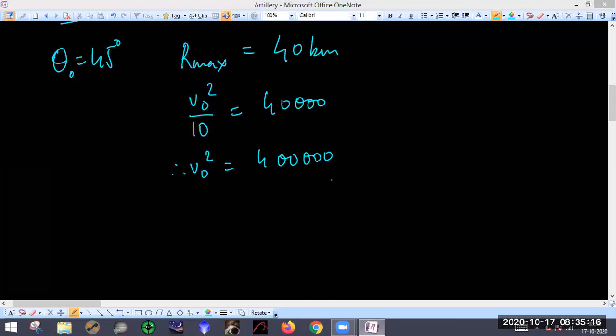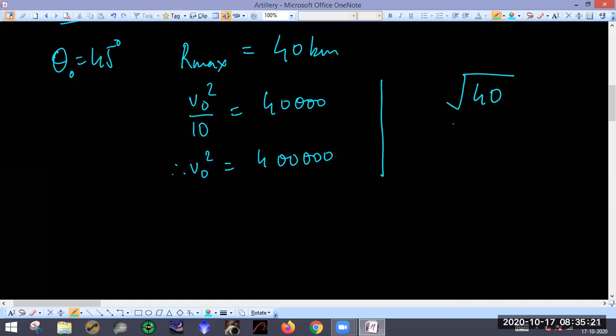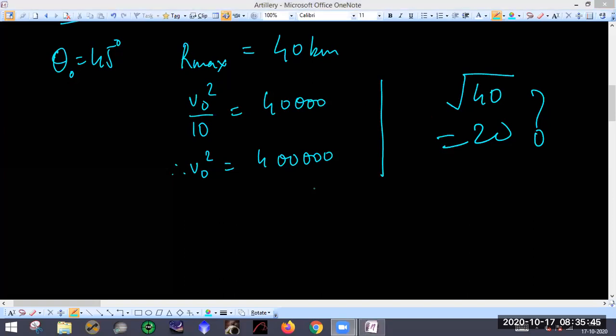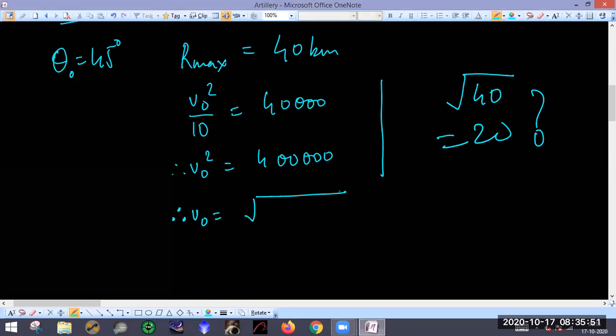What is the square root of 40? Is it 20? Square root of 40 is 20? Root of 40 is 20, can that ever happen? So V0 is the square root of 4,000,000. I think you should know.